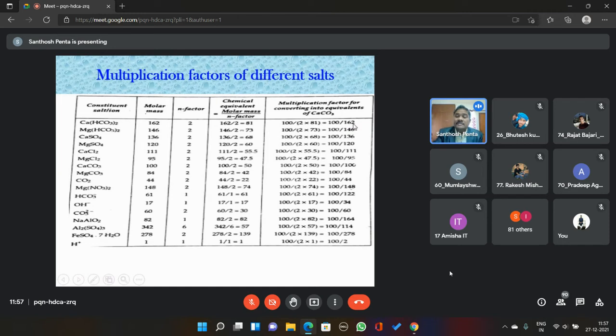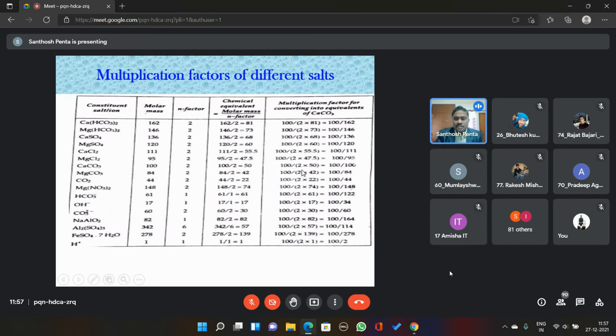What does it mean? These are the molecular weights of the hardness producing substances, and 100 stands for the calcium carbonate molecular weight. So simply, the multiplication factor is the molecular weight of calcium carbonate by the molecular weight of hardness producing substance. If calcium bicarbonate is there, you put its molecular weight here. If magnesium bicarbonate is there, 100 by its molecular weight 146, you put it there. So this is the multiplication factor.